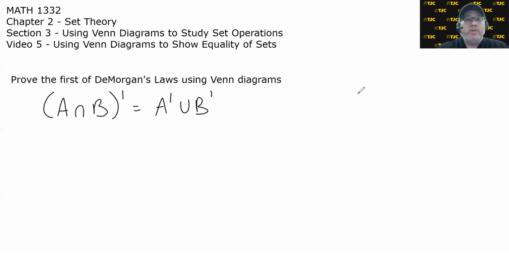So to start, we're going to prove the first of De Morgan's laws using Venn diagrams, the first of which said that the complement of the intersection is equal to the union of the complements. So the complement of A intersect B is equal to A complement union B complement. Now, how do we use Venn diagrams to show that two sets are equal? Well, it's really simple. You draw a Venn diagram for the first expression. You draw a Venn diagram for the second expression, and if they're both shaded the same, then the two expressions are equal.